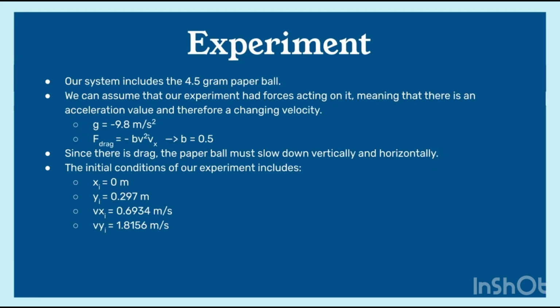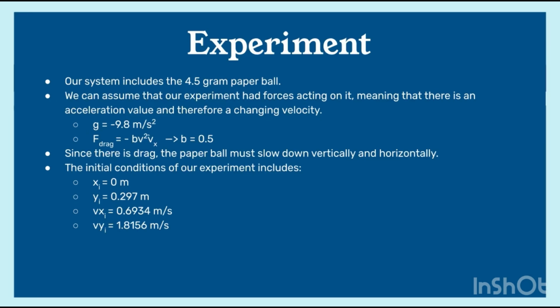In our experiment, we had a 4.5 gram paper ball. We just crumpled up a piece of lined paper and made it into a ball. And we can assume that our experiment had forces acting on it, meaning that there is an acceleration value and therefore a changing velocity, as I said in the introduction. Our gravitational acceleration is negative 9.8 meters per second squared, and our drag force is, again, represented by the equation listed on the screen. And through our simulations on GlowScript, we found a similar b value of 0.5.